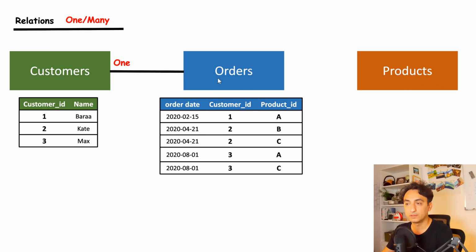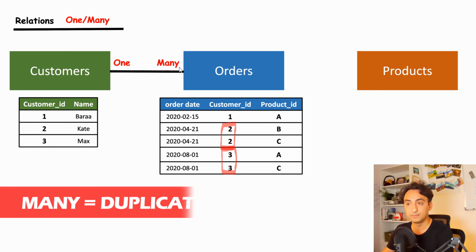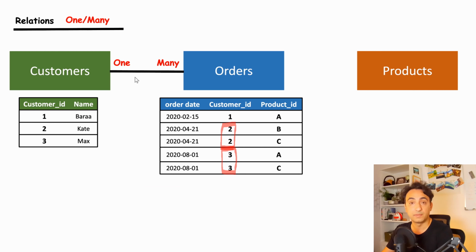Now, if we go to the orders and check the customer ID, you will find some duplicates. So we will find Kate twice. And as well, we will find Max twice. That means the customer ID over here is not unique. There are duplicates, and we can describe this side of the relationship as many. So now we are done. We have the relationship between customers and orders, and we described that.